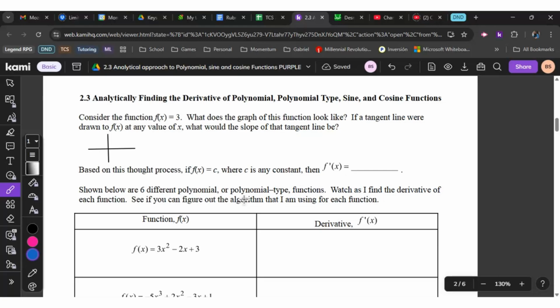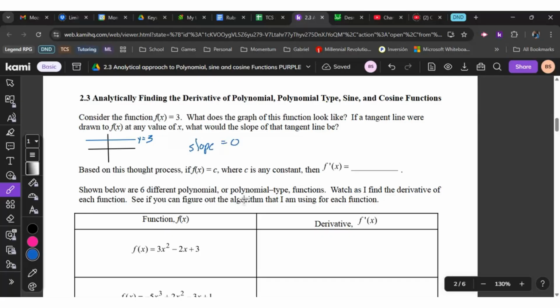Close. That's x equals. Okay? So y equals is going to be horizontal. So it's going to look like this. Now, if a tangent line were drawn to that, what would the slope of that be? 0. 0, right? The rise, the vertical component is 0. So therefore, the slope equals 0.